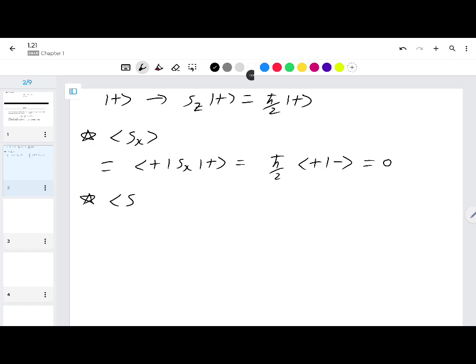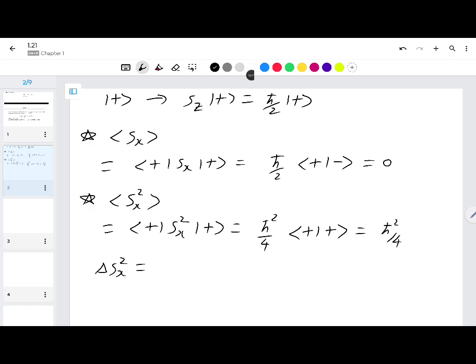Okay, next is Sx square. So we know that spin operators are basically Pauli matrices. So when you square it, it does nothing. So we get the same number squared. This will remain as it is. So the delta Sx square is just h bar square by 4.